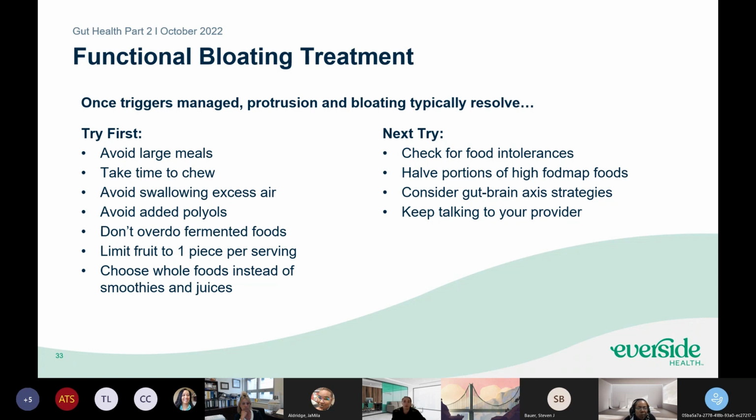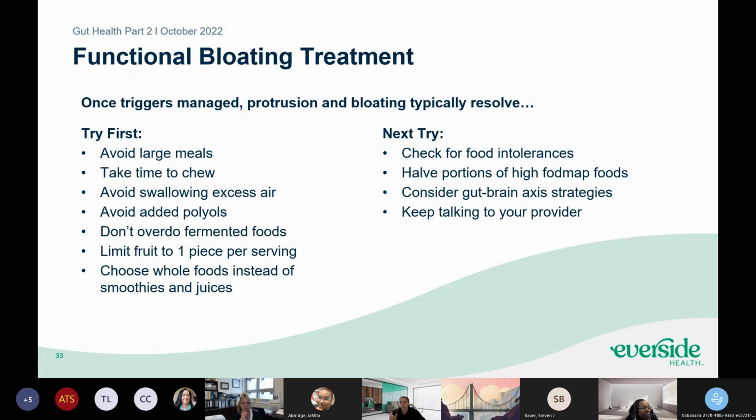Treatment. Once triggers are managed, that bloating typically resolves. So it's normal to have no bloating after you treat everything. First things first is to try to avoid large meals. Make sure that you're taking your time to chew. If you chew too quickly, now your stomach has to do the work that your teeth were supposed to do. So good to take the time to chew. It's going to be smaller amounts that the bacteria can't ferment as much. Avoid swallowing excess air. Avoid polyols. Those are going to be xylitol, maltitol.